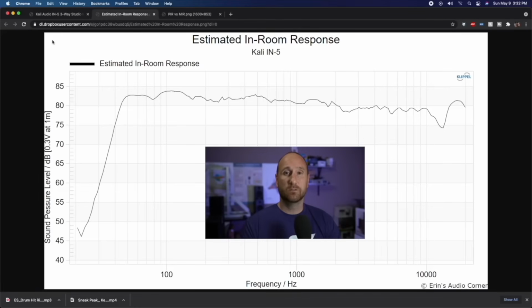What I'm going to do is walk you through some examples of what the prediction was via the Spin data and then what I actually measured in my room, so you can see the strong similarities in the correlation between the prediction and the actual in-room response. This is an example of the predicted in-room response based on the Kali IN5's Spinorama data. And as you can tell, it's in the simple format that you're used to seeing up until this point.